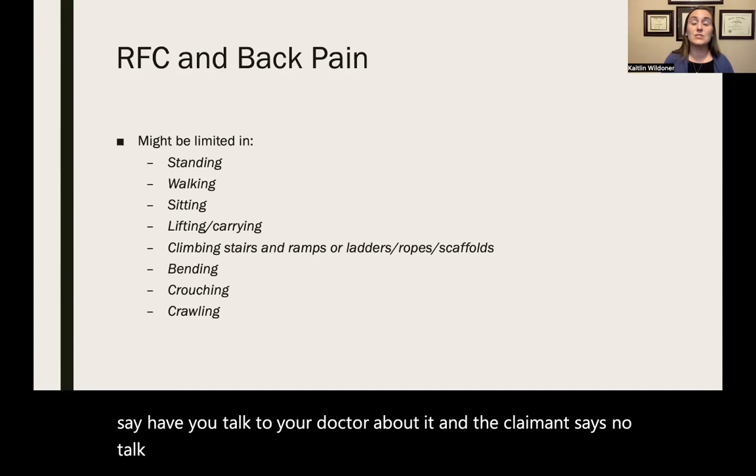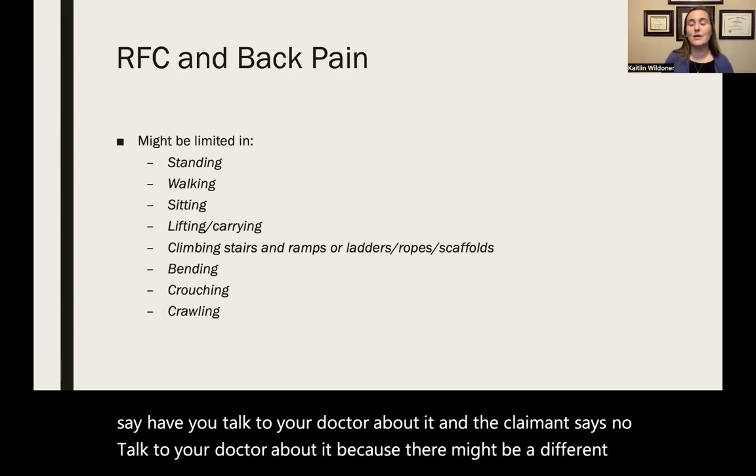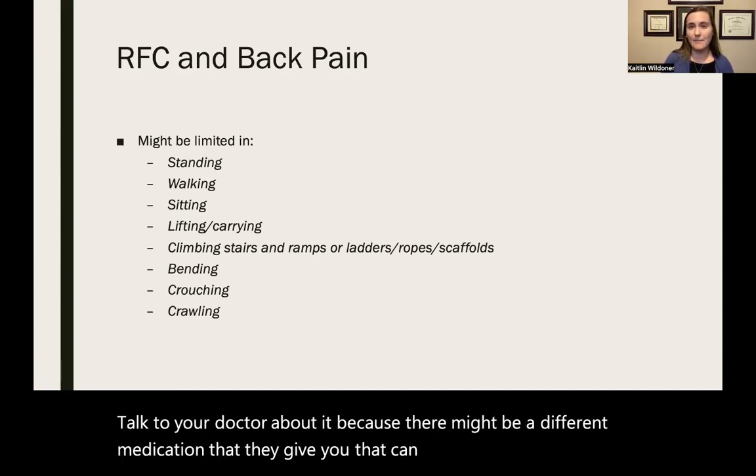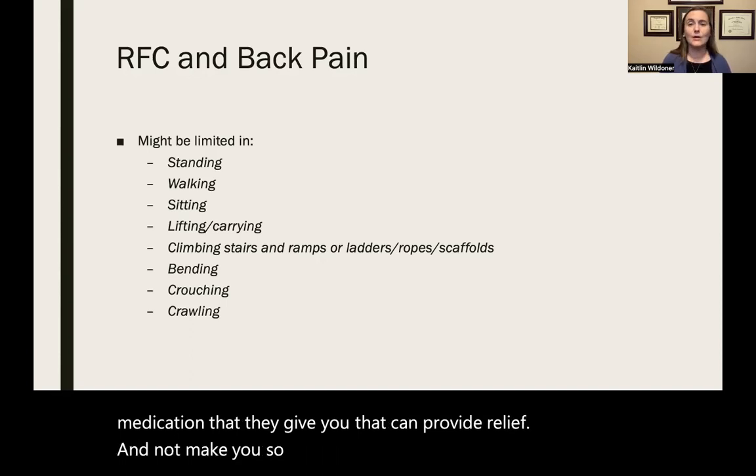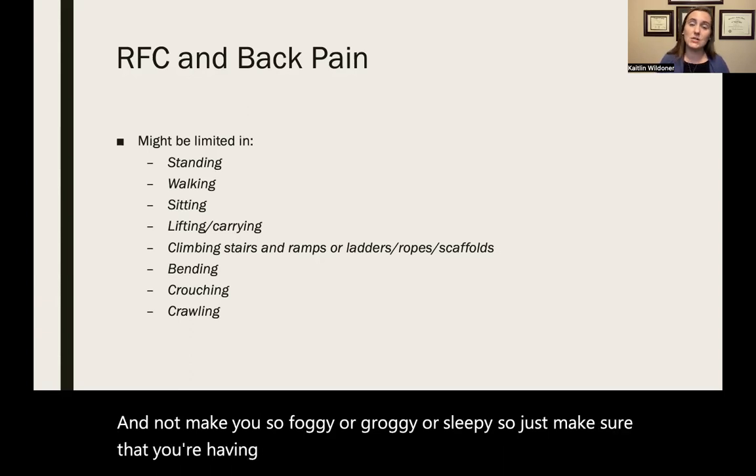Talk to your doctor about it, because there might be a different medication that they give you that can provide relief and not make you so foggy or groggy or sleepy. So just make sure that you're having those conversations with your doctor. And again, that those conversations are documented.